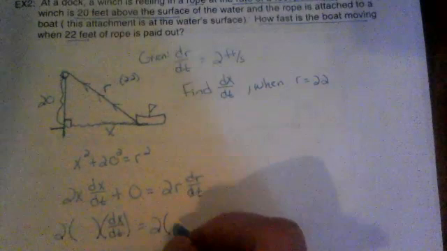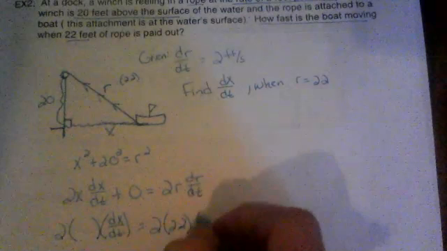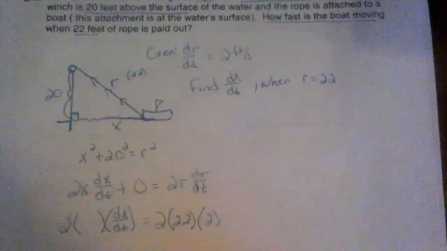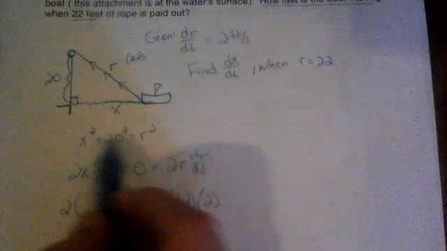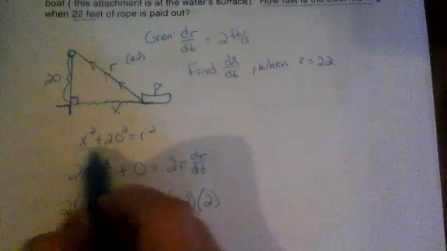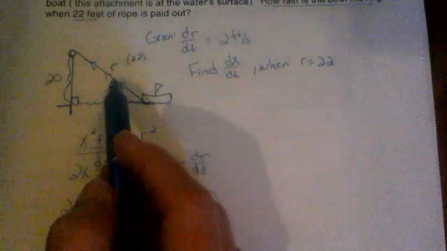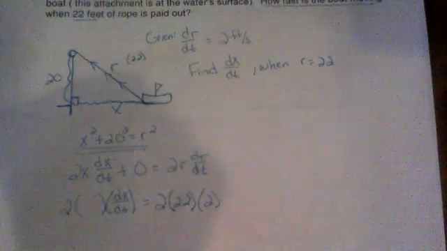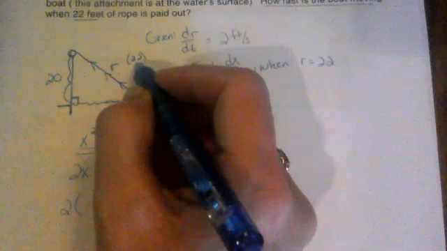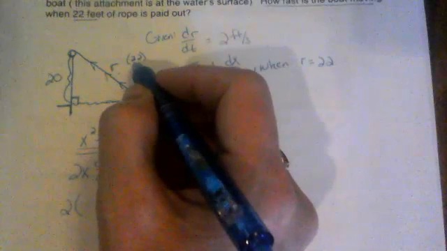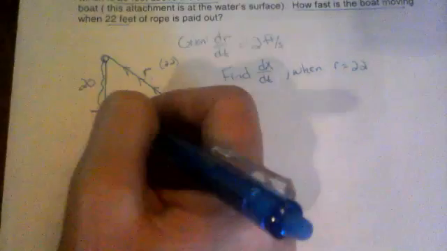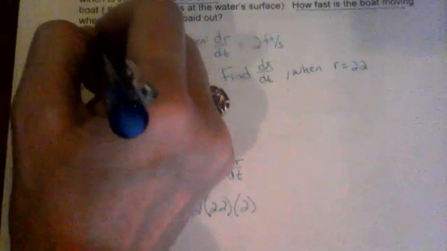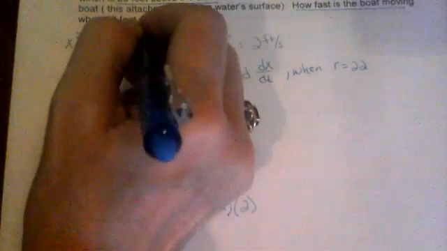equals 2r, r is 22, dr/dt is 2. But in order to solve this, we've got to fill this spot in as well. So let's go back to our relationship here. This is the overall relationship where r is changing, but we know that at this particular point, r is 22. So what I could do here is just set up a separate equation when r is 22 and solve for x. x squared plus 20 squared equals 22 squared.